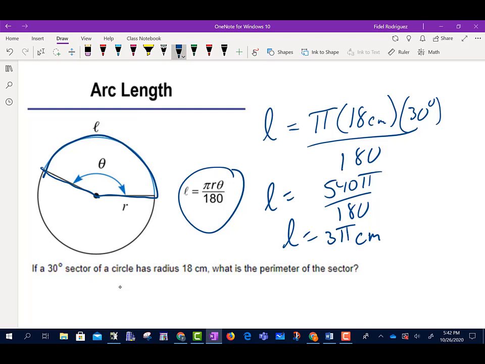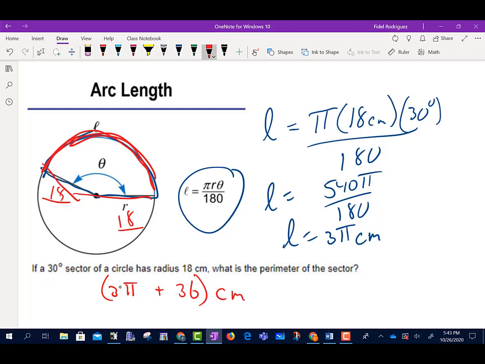Okay. That's just the length of that arc. That's just this part right here. But we want to find the whole perimeter. So if I know that the radius is 18, then this piece is 18 also. So I'm going to have 3 pi, 18 and another 18 is going to give me 36. And this is going to be in centimeters. Its length, we're just measuring a distance. So single distances like that will be like centimeters or feet or whatever. The only time we're going to square it is when we're dealing with area.